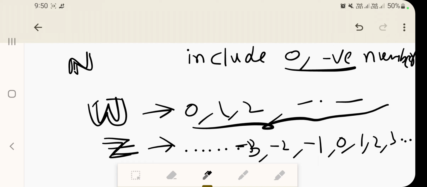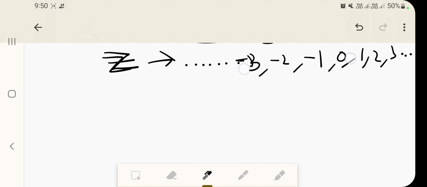Rational numbers, as I have already told you, we can write in the form of p by q, where q should not be equal to 0. So that is about real numbers.